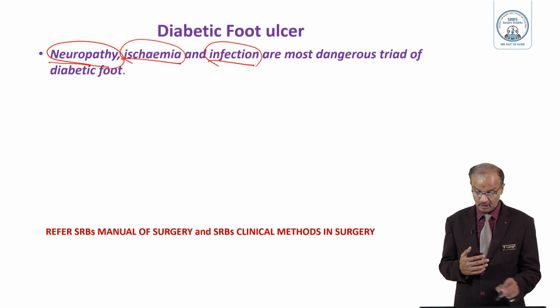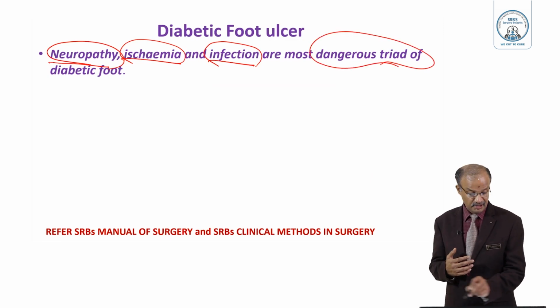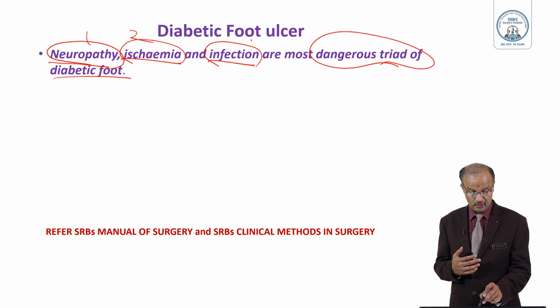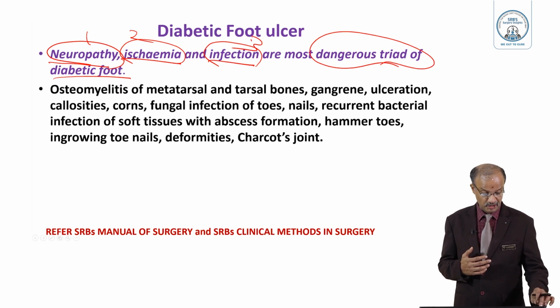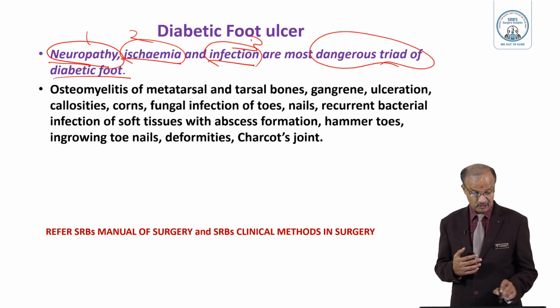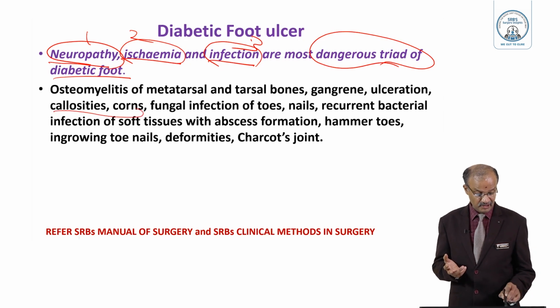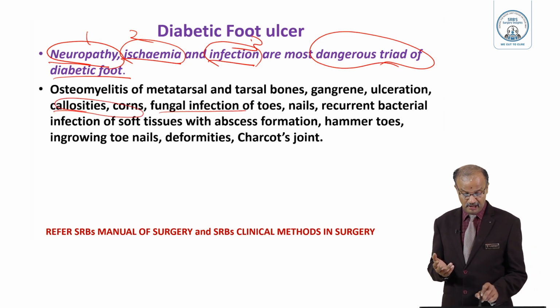These three are the most dangerous triad of diabetic foot: 1, 2, 3. The dangerous triad is, remember, I told all these things: osteomyelitis, gangrene, ulceration, callosity, corn. Because dryness causes callosity, corn. Fungal infection is very common.